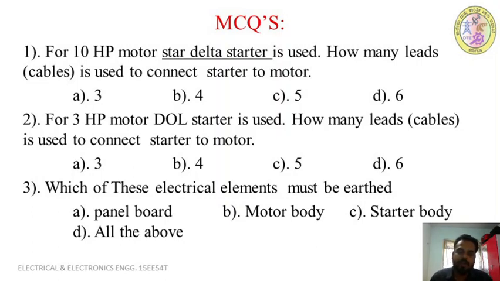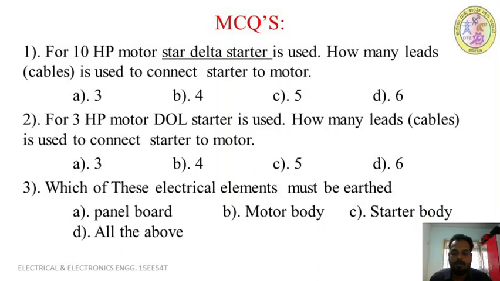Okay, so for the next question you can see, for a 3 HP motor, a DOL starter is used. How many leads or wires or cables are used to connect the starter to the motor? Options are A 3, B 4, C 5, D 6. So here the motor is a 3 HP motor and we are using a DOL starter. Then how many cables do you require for the connection of your DOL starter to the motor terminals? Since it is a DOL starter, we use only 3 cables, so the answer is A, 3 cables.